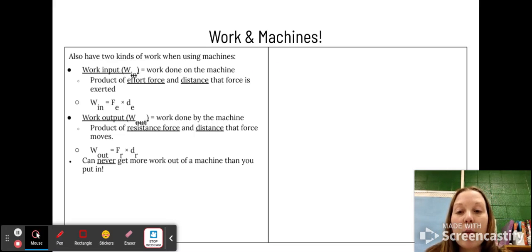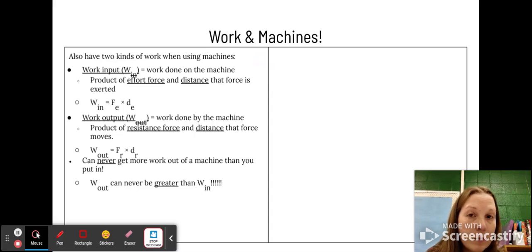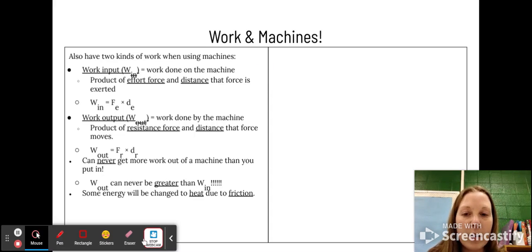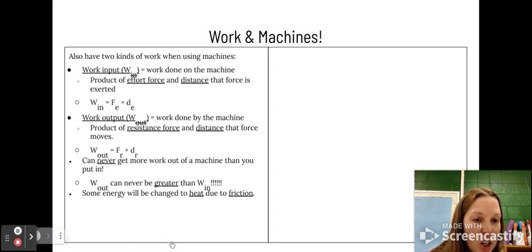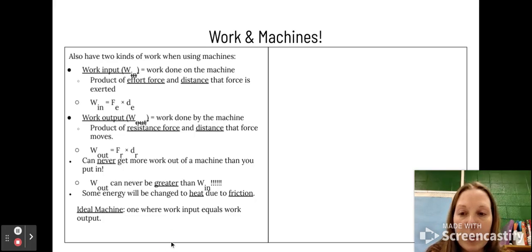So you can never make more work out of the machine than you put in. Your work output can never be higher than your work input, because some is always lost due to friction, things like that. Some energy will be changed to heat due to friction. Even in the most ideal situation, it's real life, we are going to have friction, and friction is going to change something to heat because it's a sliding force or a rolling force, and it will cause heat to be lost from the system.